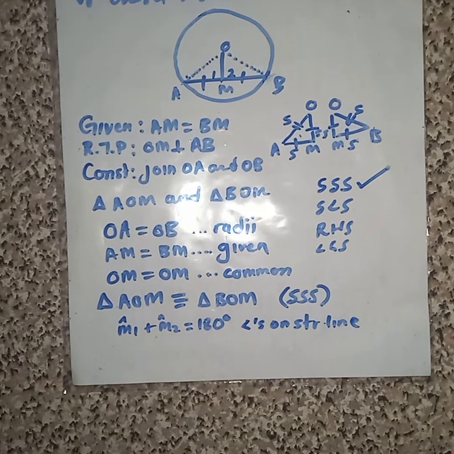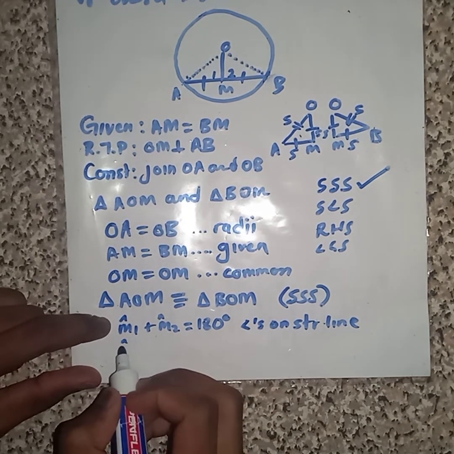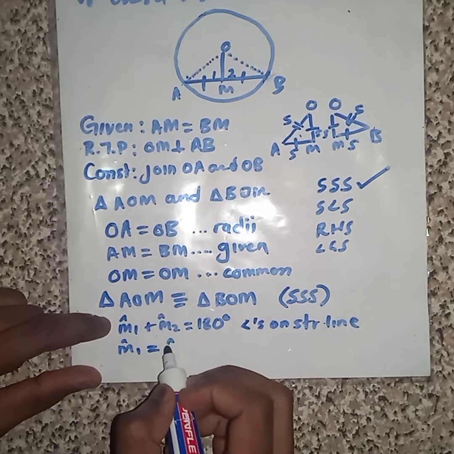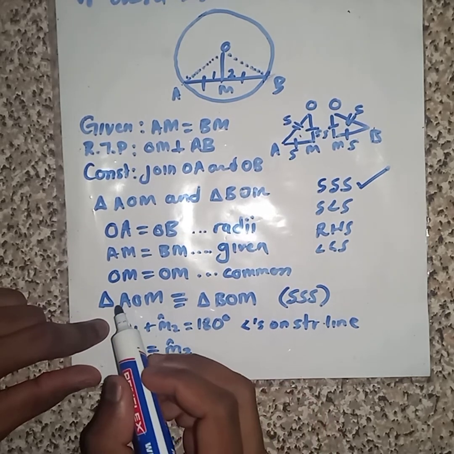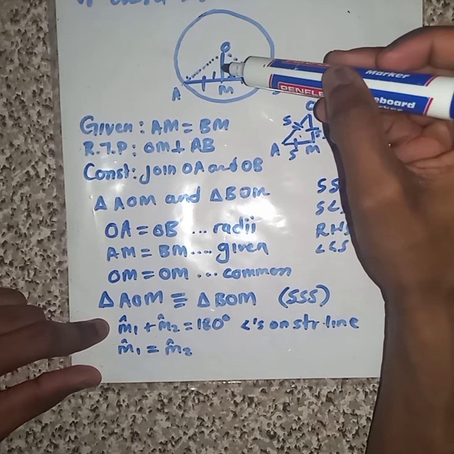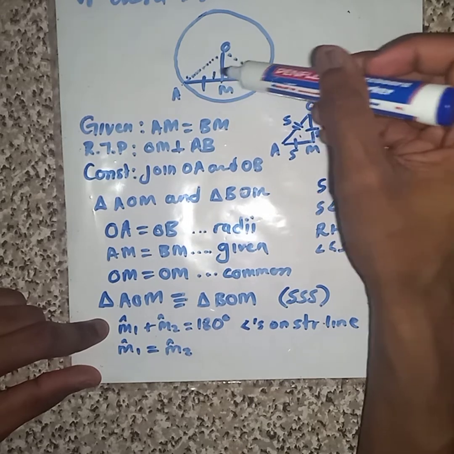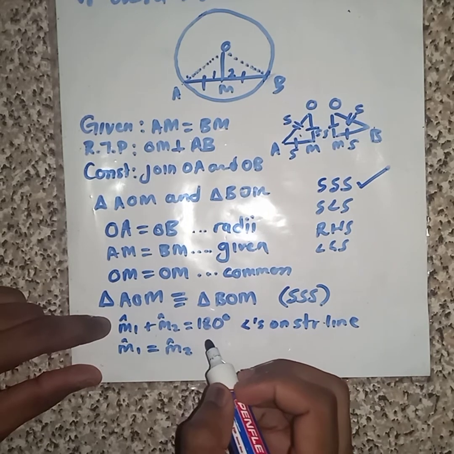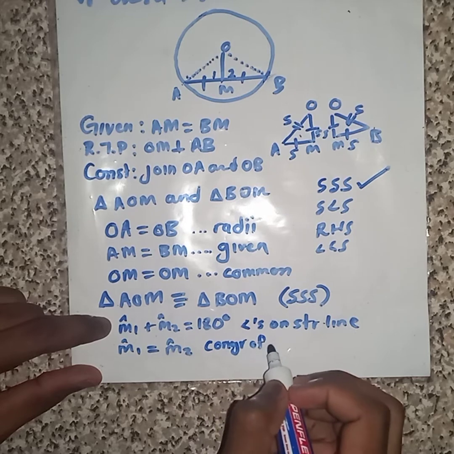But now check. Angle M1 must be equal to angle M2. Why? Because now these two triangles are congruent. They are exactly the same. Even their corresponding angles must be equal. Then I'm going to write congruence of triangles.